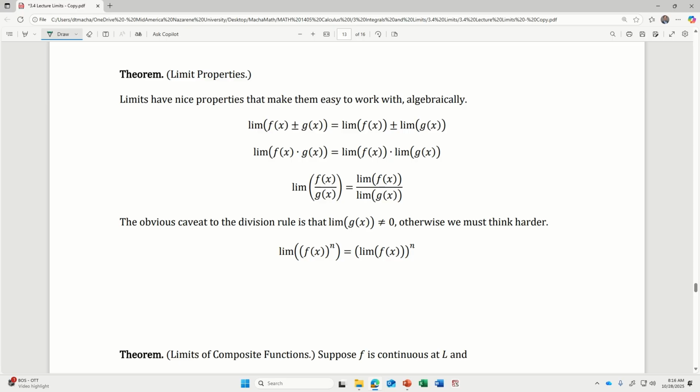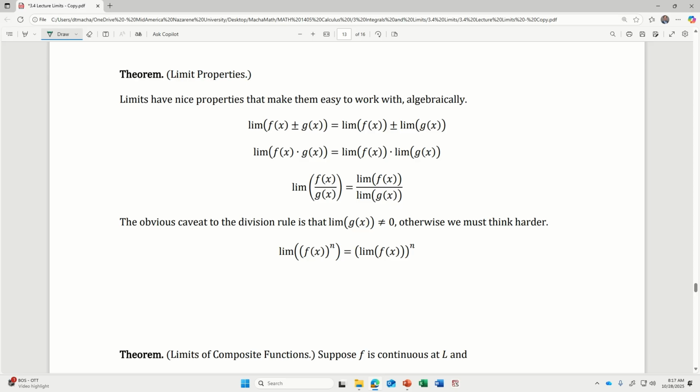The next thing is limit properties. Limits have nice properties that make them really easy to work with. If I'm taking the limit of two functions and I'm adding them or subtracting them, you can just break that up into two different limits. Take the limit of each term individually, right? If I'm multiplying two functions on the inside of a limit, just take the limits separately, right? That's totally fine too.